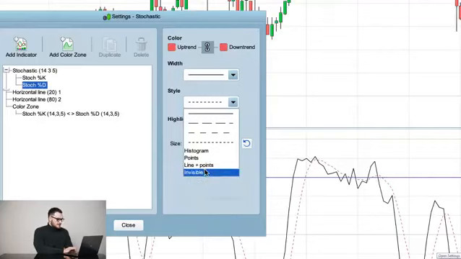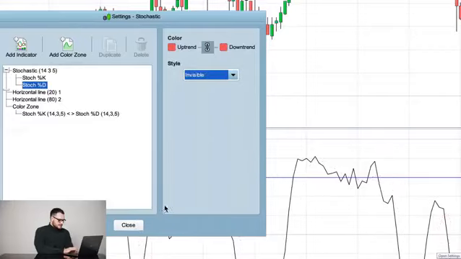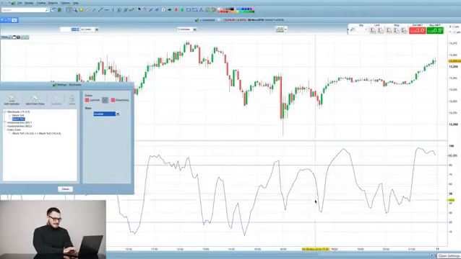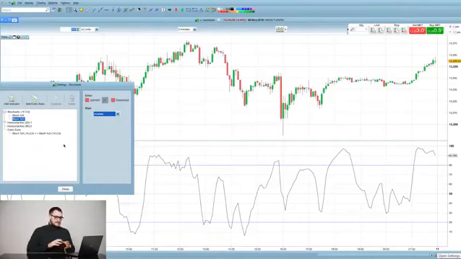And I do remove the broken line, the orange one, which is the stochastic D. I like seeing just the line, nothing else. And later I'll show you how to add a few color zones that I have in my platform when I trade, which in my opinion makes it a lot easier to look at stochastic.